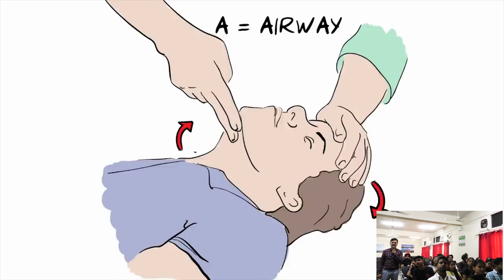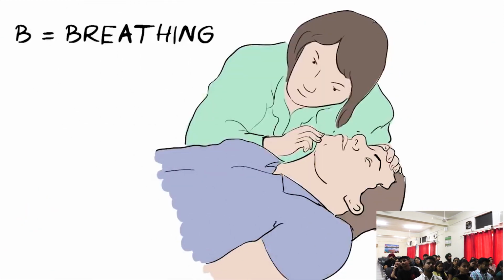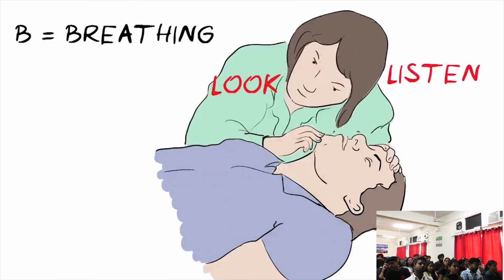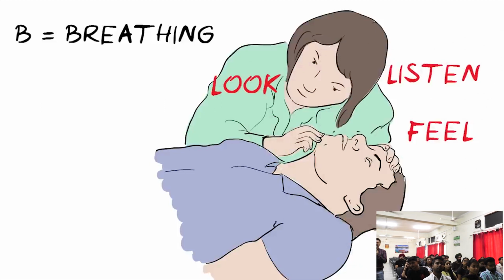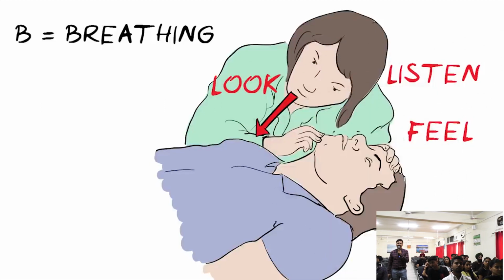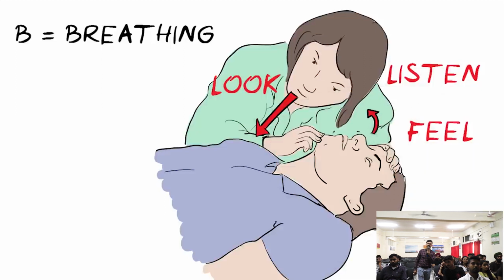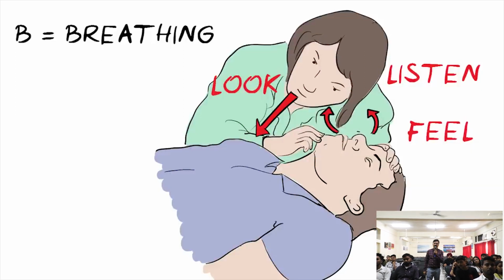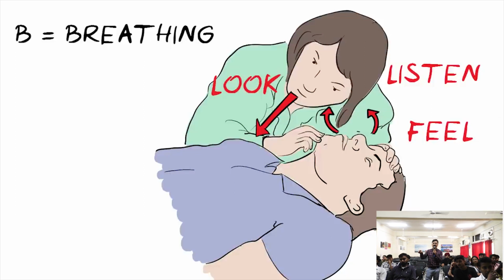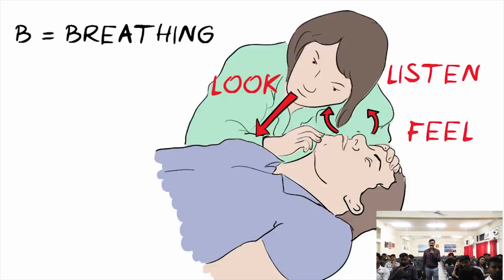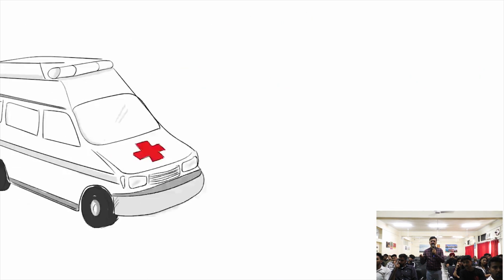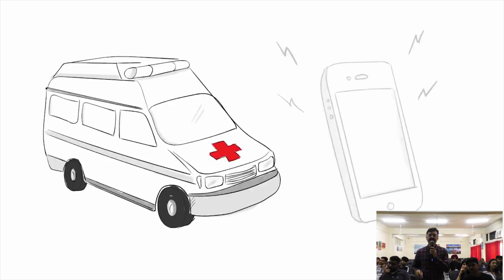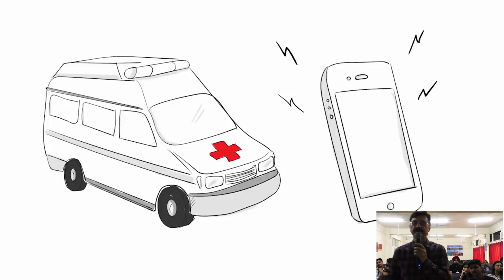You have to lift the chin up and you have to ensure that the airway is not blocked. And then you see whether the patient is breathing or not breathing. You look for the movement of the chest. You listen to the breath sound and you feel the breath sound against your cheek. So all three steps will help you in finding out whether the person is breathing or not. And then we have to also go to the next step, that is the circulation.